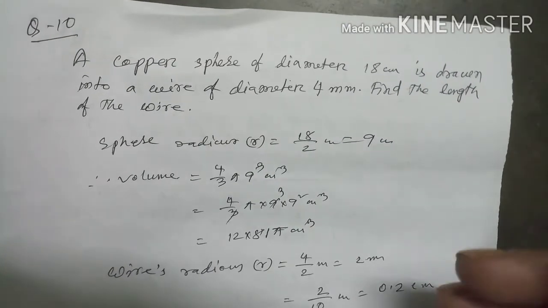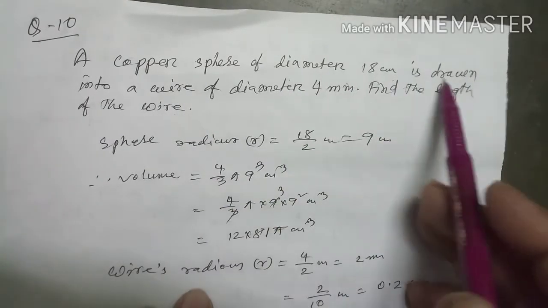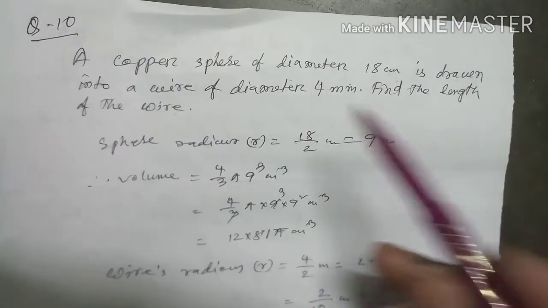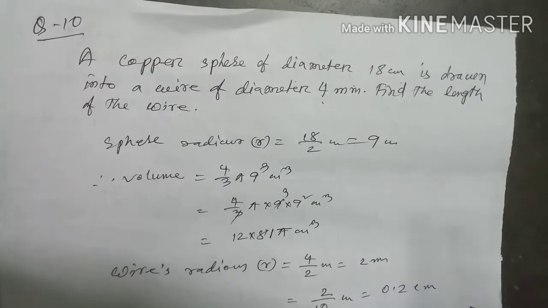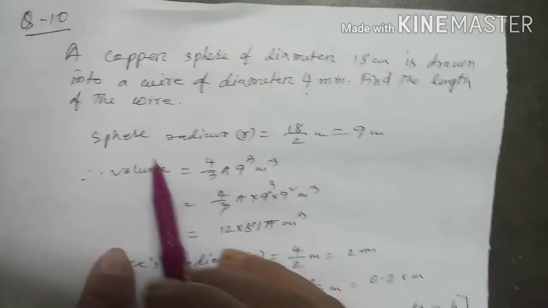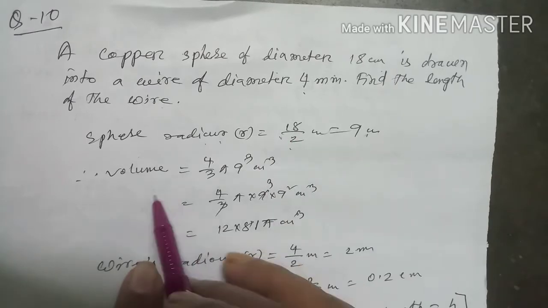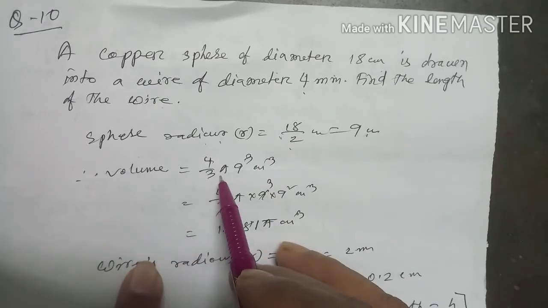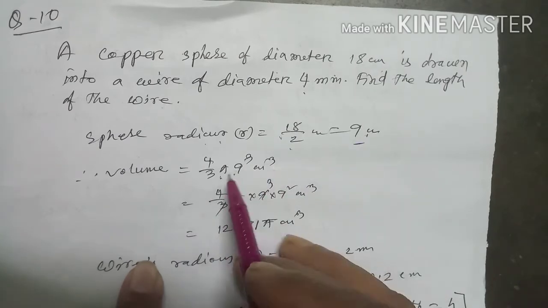Now question number 10: a copper sphere of diameter 18 cm is drawn into wire of diameter 4 mm. Find the length of the wire. A sphere is drawn into a wire. Sphere radius 18 by 2, 10 mm. Volume of the sphere, we know that 4 by 3 pi r cube. R means 9, the radius.